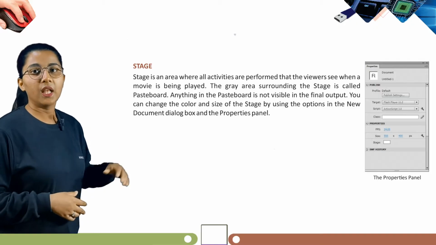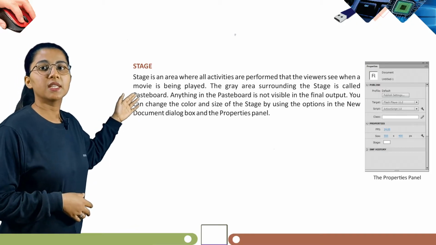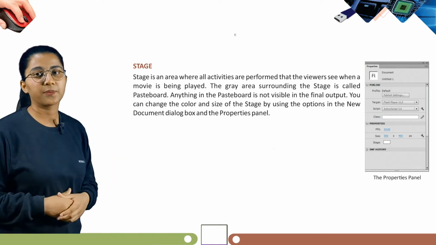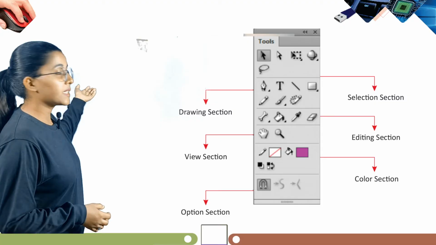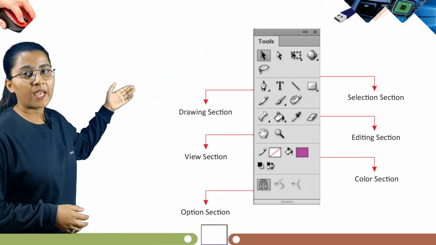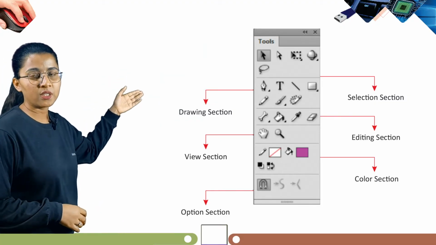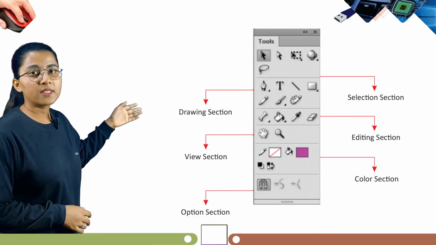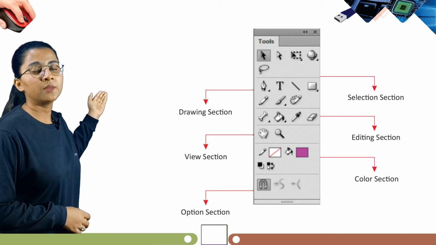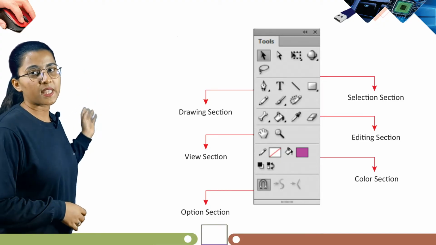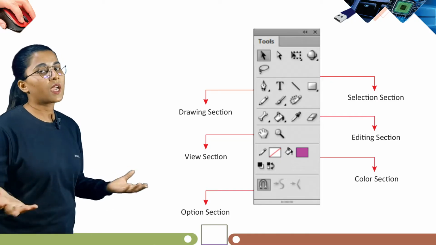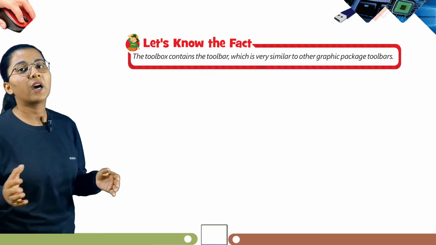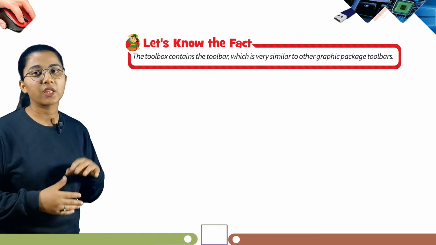In the tools panel, first you can see the selection section, then the editing section and then the color section. On the other side you can see the drawing section, then the view section and then the options section. So students, now it's time to know an interesting fact: the toolbox contains the toolbar, which is very similar to the graphic package toolbars.